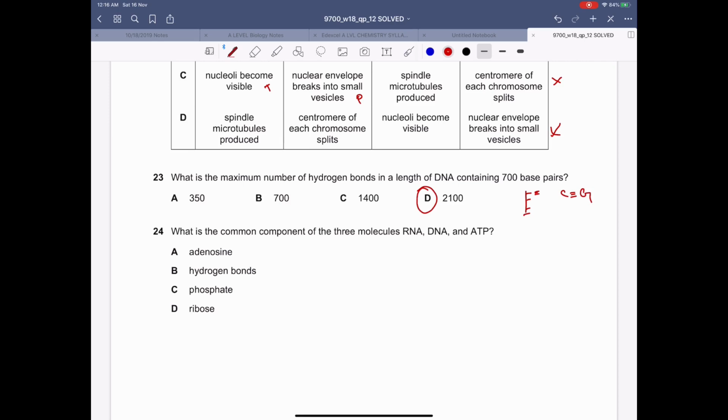What is the common component of 3 molecules: RNA, DNA, and ATP? Well, the common component of the 3 molecules, I would say, would be phosphate. Yes, adenosine is present in all of them. Hydrogen bond is not present in all of them, and ribose is not present in all of them. However, phosphate is the most common component.